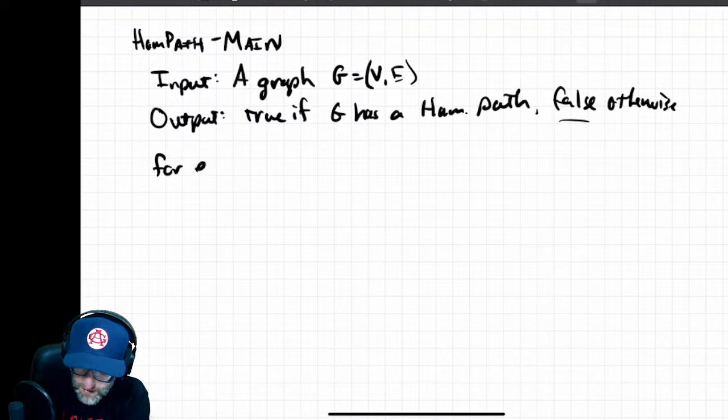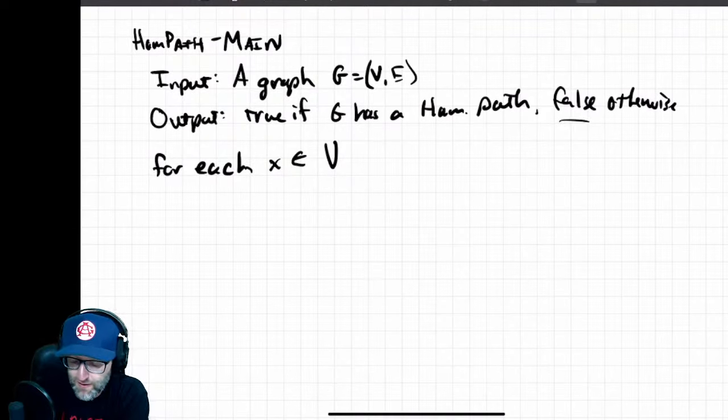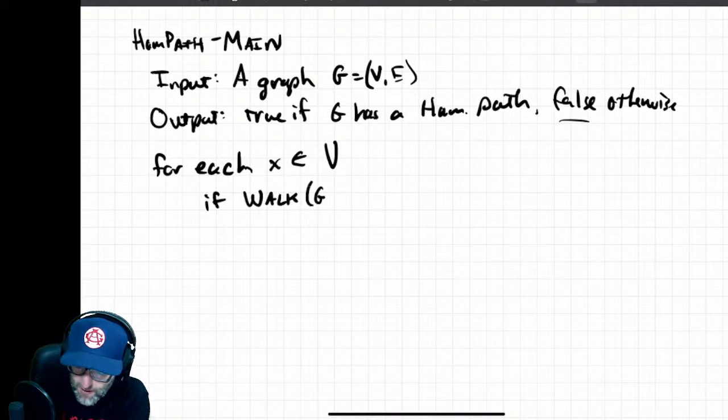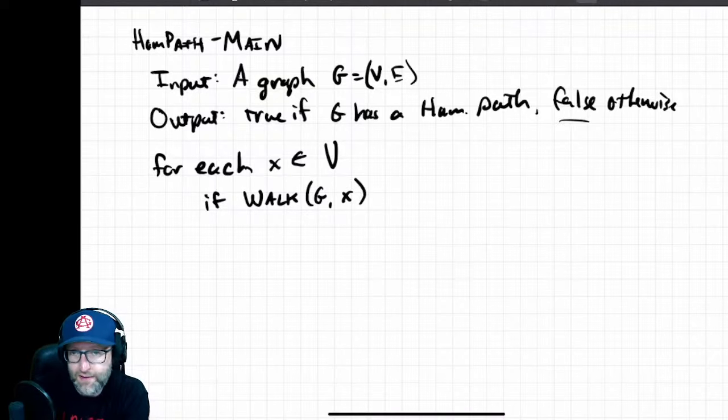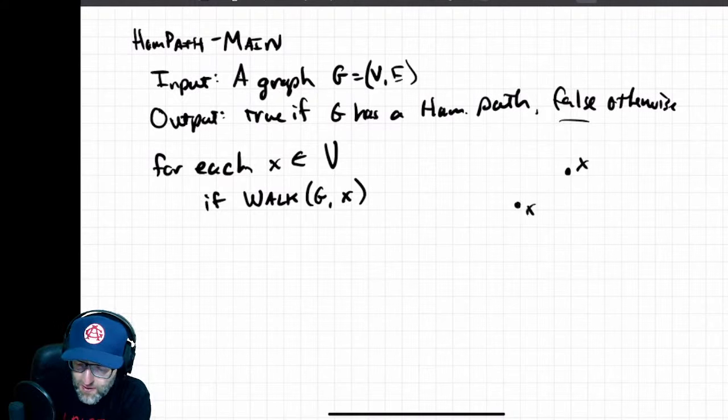So for each vertex X in V, in fact, let me label it X, because the capital V can look like a lowercase v when you've got crappy handwriting here. What I'm going to do is call my walk routine. If I walk on the graph G starting at vertex X, a path of length 1, right? If I'm starting here, or over here, or over here, you can have a path of length 1. It's just a vertex, right?